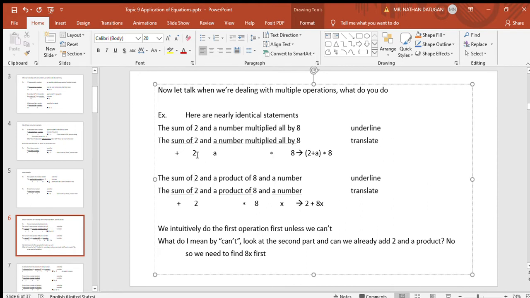Now, let's try the first part of the example. How do you tackle this? The sum of 2 and a number multiplied all by 8. So what we do is we do the most complete part of the sentence first. In this case, the first part of the sentence, the sum of 2 and a number, is something we can translate already, right? If you just remove multiplied all by 8, you can translate this part already. The sum of 2 and a number is basically going to be 2 plus a, right?